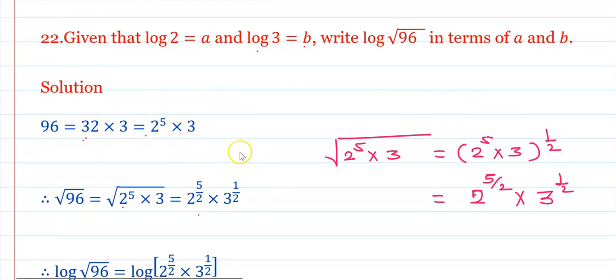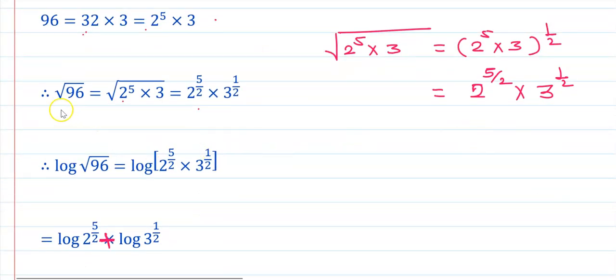Once again you can see how 96 was given as 2 raised to 5 into 3. We want to express root of 96. Take the root sign: 2 raised to 5 raised to 1 upon 2 means 2 raised to 5 by 2, and 3 raised to 1 upon 2 means 3 raised to 1 upon 2. Okay. Now take the log on both sides.